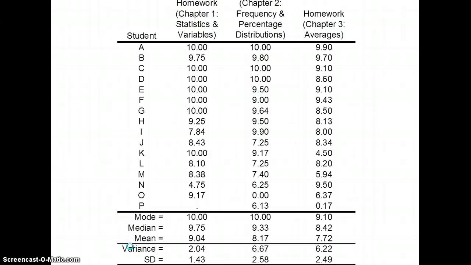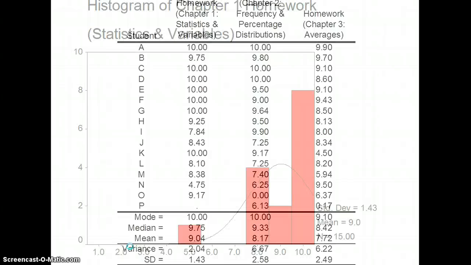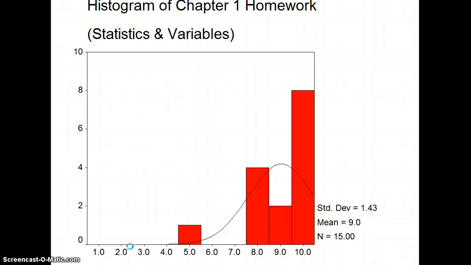And we could also calculate the variance and the standard deviation. Let's see what I get after this. And I did little histograms. A histogram is another way of looking at a bar chart, another way of talking about frequency distributions, which is what the bell curve is. This is what my distributions look like for the Chapter 1 homework, the Chapter 2 homework, and the Chapter 3 homework.